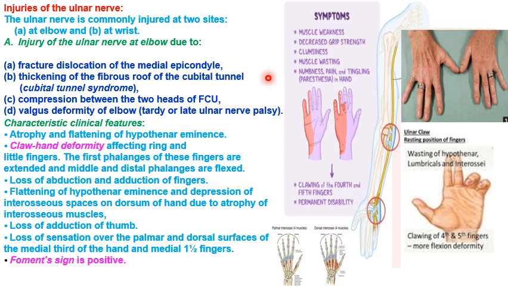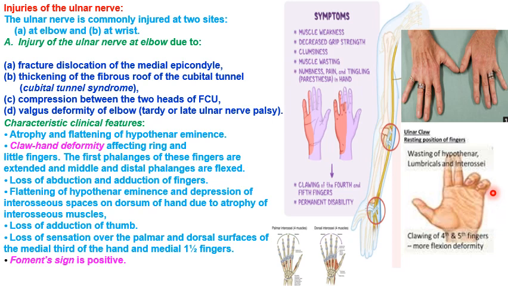increased. So the characteristic clinical features which are noticed are mainly the atrophy and flattening of the hypothenar eminence because of the paralysis of the hypothenar muscles, which are the abductor digiti minimi, flexor digiti minimi, and opponens digiti minimi.